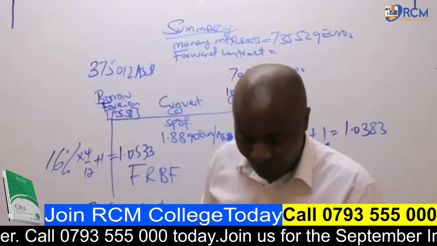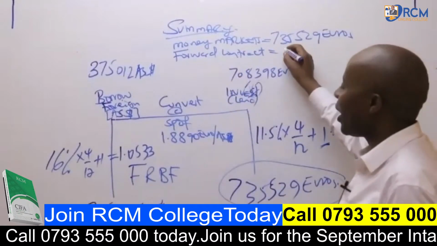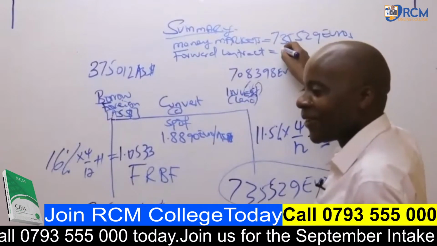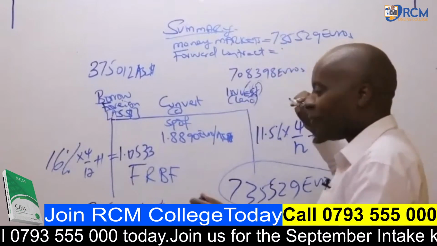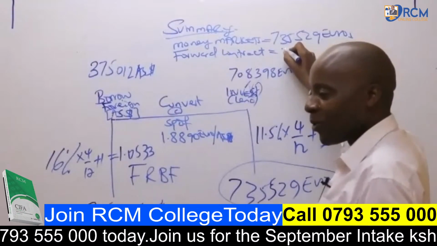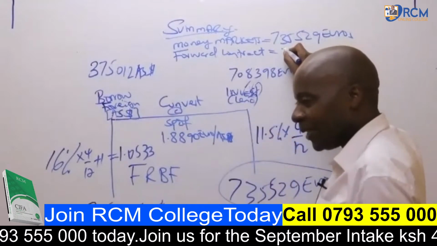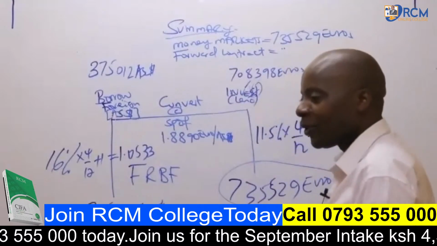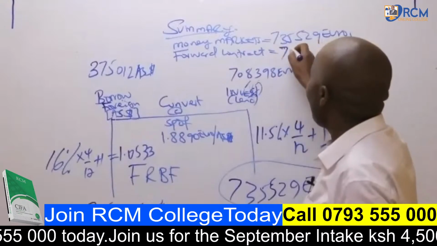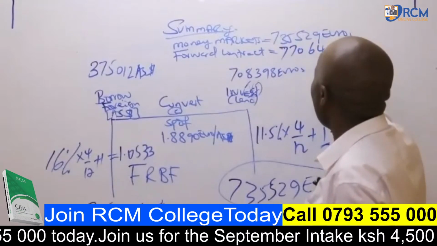So I'm being given the forward contract. I haven't been given the figure yet. Forward contract, how much did we get? Please make reference up there. I'm waiting to get the answer. 770,645 euros.